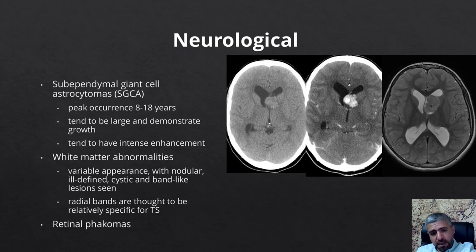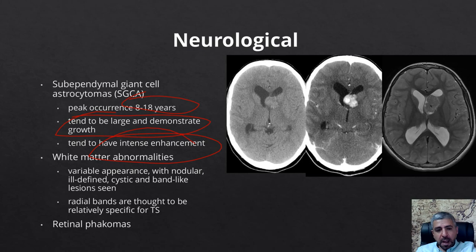Usually they occur at around age of 8 to 18 years old, and they tend to be large. They demonstrate growth. So if it is growing, it is not a subependymal hamartoma, it's a giant cell astrocytoma, and they usually show intense post-contrast enhancement. You can see in the CT scan, this is the lesion, isodense, and here it shows intense post-contrast enhancement, and this is what it looks like in the MRI. This is T2 weighted image, of course.